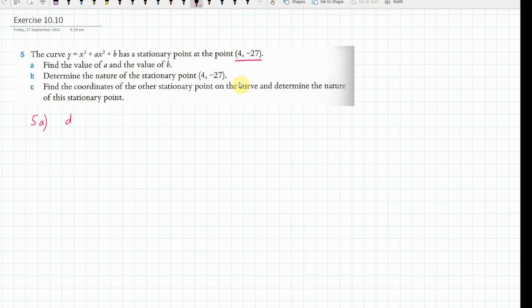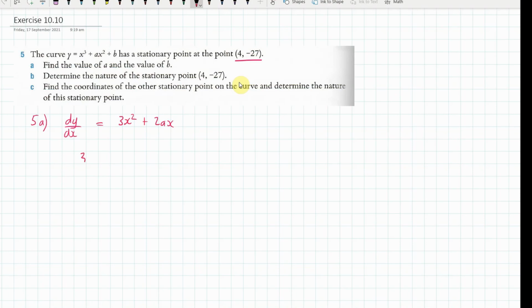So my first step is, well, let's differentiate, because I know that a stationary point has a gradient of 0, so that's probably going to help me. So if I differentiate, that first bit becomes 3x squared. The second bit becomes 2ax, right? 2 times the a, the x drops down a power, and the b disappears out.